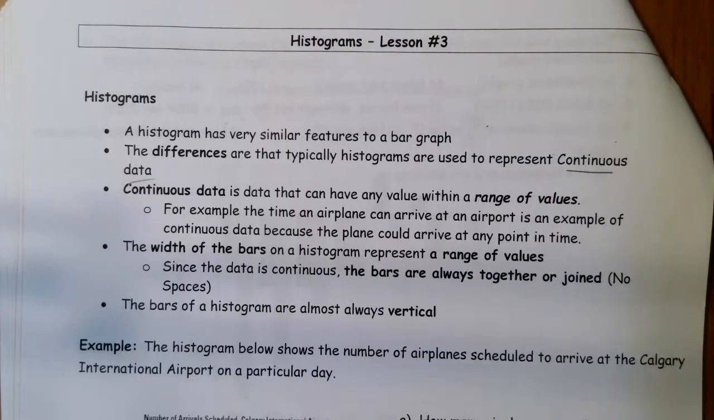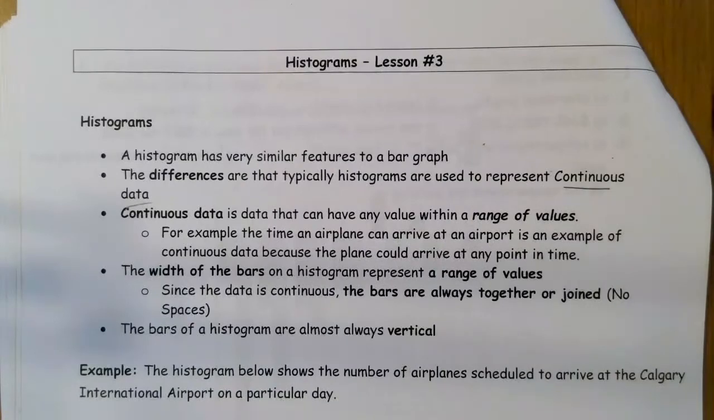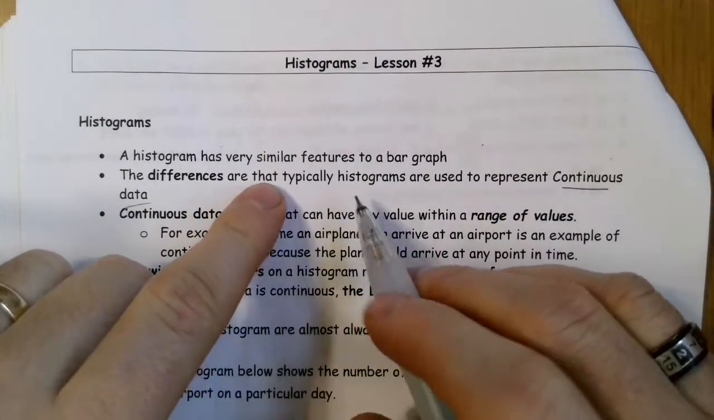In this chapter, we're going to look at the graphical representations of data. In this lesson, we're going to look at a special type of graph called a histogram, which is a type of bar graph. It's very similar to what you would have looked at before, called a bar graph, with some key differences.